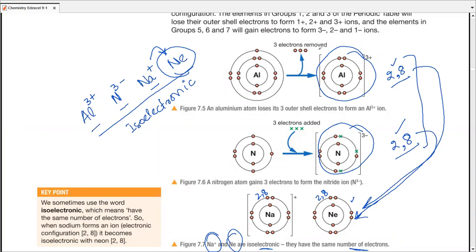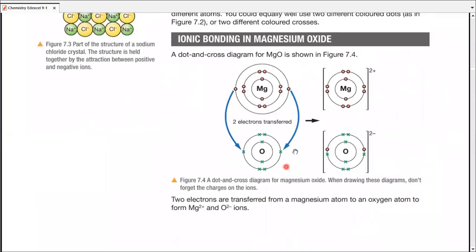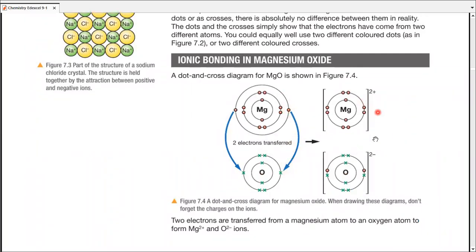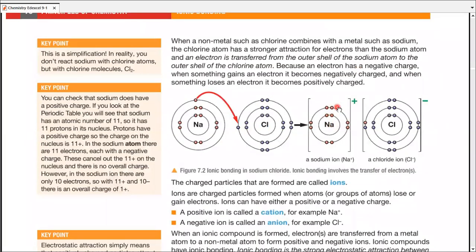So in every example earlier, although we haven't mentioned it, you may notice that this and this also have the configuration of 2,8, neon's configuration. This has 2,8, neon's configuration. This has 2,8, which means it's isoelectronic to neon, but this has 2,8,8 configuration, which is isoelectronic to argon.